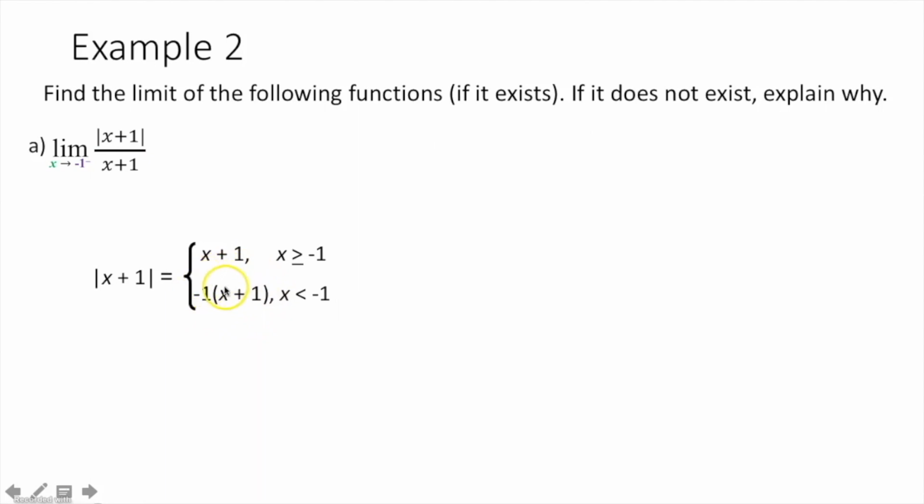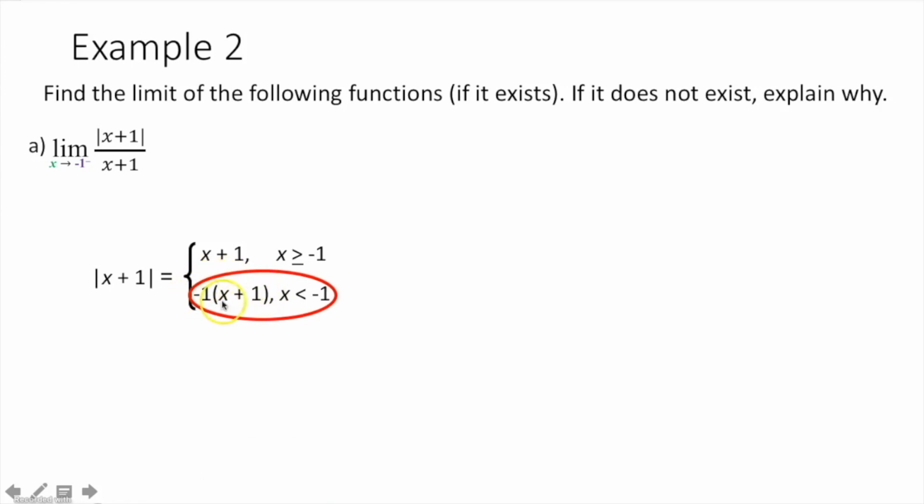The opposite of whatever you get when you plug in x plus 1, because that's what the absolute value signs do. And that only occurs when x is less than -1. So I'm doing the limit as x approaches -1 from the left side. And those are x values that are less than -1, right? You're approaching from x values less than -1. Therefore, you're going to use this portion of the piecewise function.